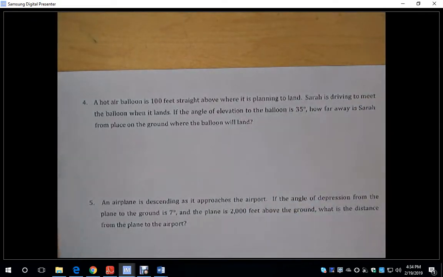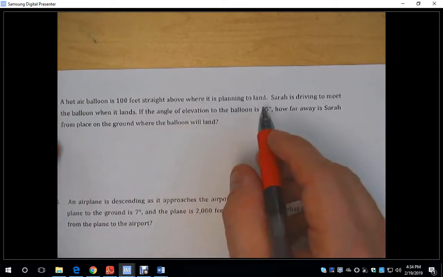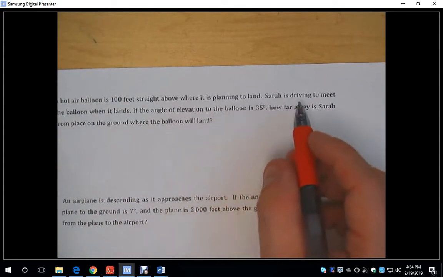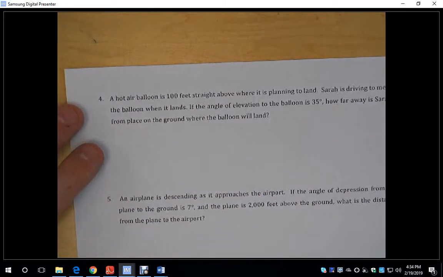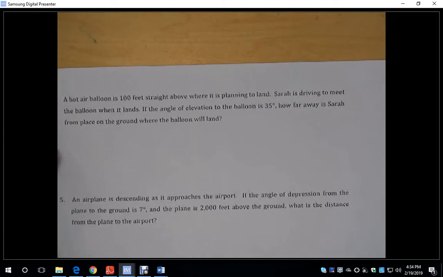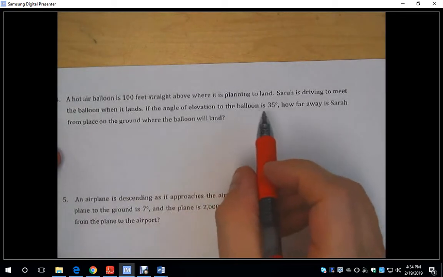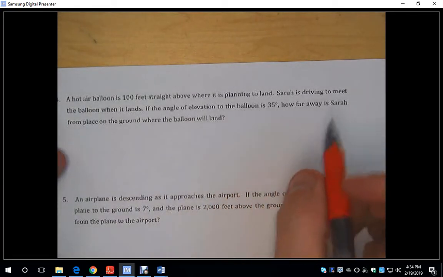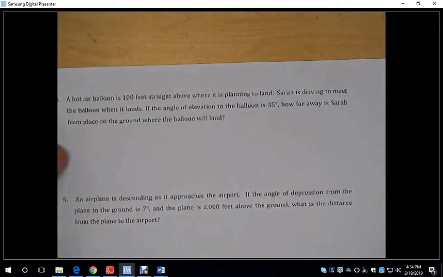Let's look at the next one. It says a hot air balloon is 100 feet straight above where it is planning to land. Sarah is driving to meet the balloon when it lands. If the angle of elevation to the balloon is 35 degrees, how far away is Sarah from the place on the ground where the balloon will land?